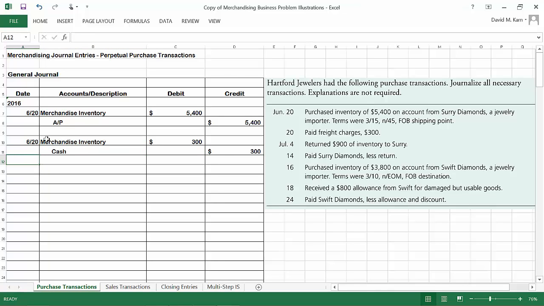So make sure anytime we pay freight charges in a perpetual inventory setting on inventory that we buy to resell, we will always debit and increase the cost basis of merchandise inventory. Okay, then it says on July 4th, we returned $900 of inventory to Surrey. So in that case, we basically just have to flip a portion of the first journal entry. So we will debit accounts payable and reduce it for the amount of the return, and we will credit and send back the merchandise inventory.